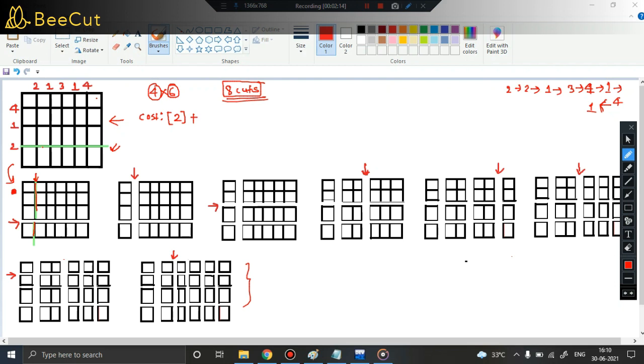Point to be noted, right? What will be the cost? The cost of this edge is 2, so it will be 2 into, how many times did you cut? One time above, one time below. 2. Next.